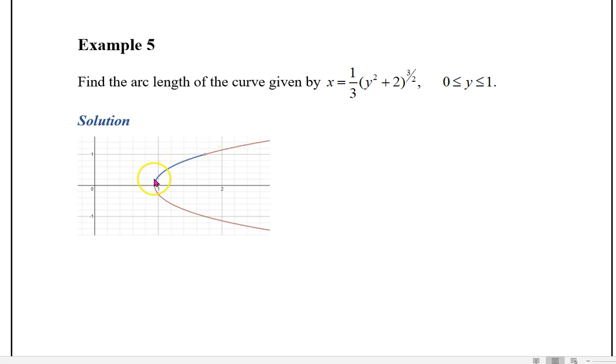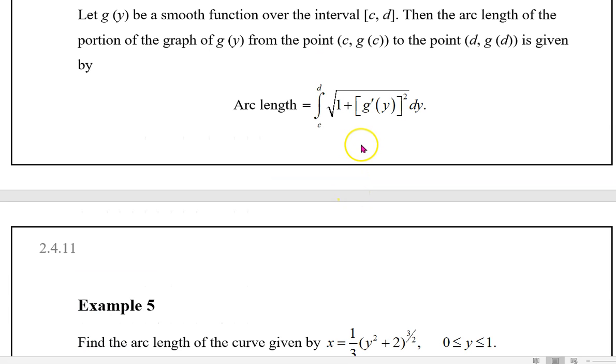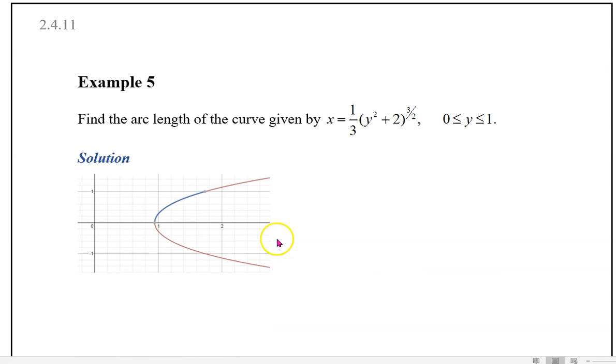We want to find the region between y equals 0 and y equals 1, which corresponds to the blue shaded region here. Notice that our limits of integration and our interval are given in terms of y and not in terms of x. The formula, however, is very similar. The formula is essentially the same. Find the derivative, but this time the derivative with respect to y, square it, add 1, place it under the radical, and evaluate the integral. Go ahead and pause the video here, work out the algebra and the calculus, then turn the video back on to compare your answer to mine.